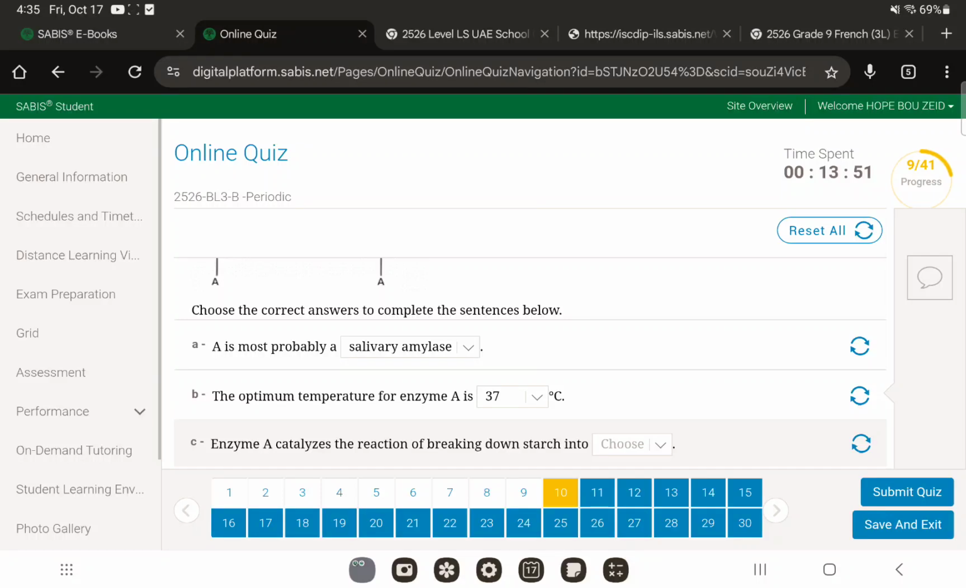And enzyme A catalyzes the reaction of breaking down starch into maltose. Starch breaks down into maltose. That's just something you need to memorize, something you need to know. Just like how proteins give us amino acids, lipids give us glycerol and fatty acids, and so on.